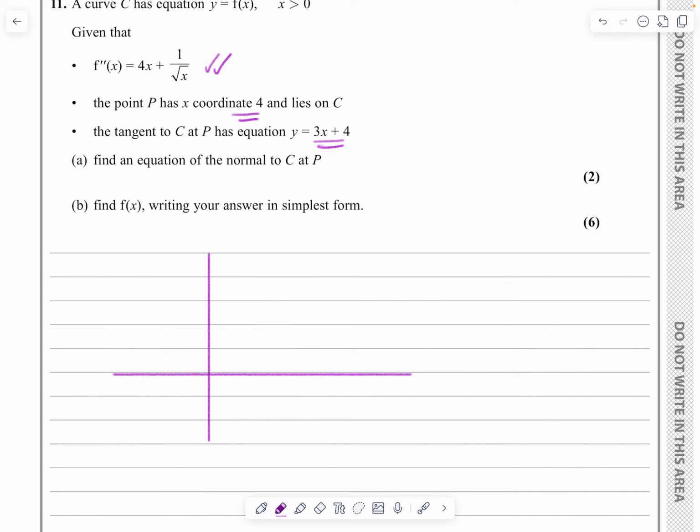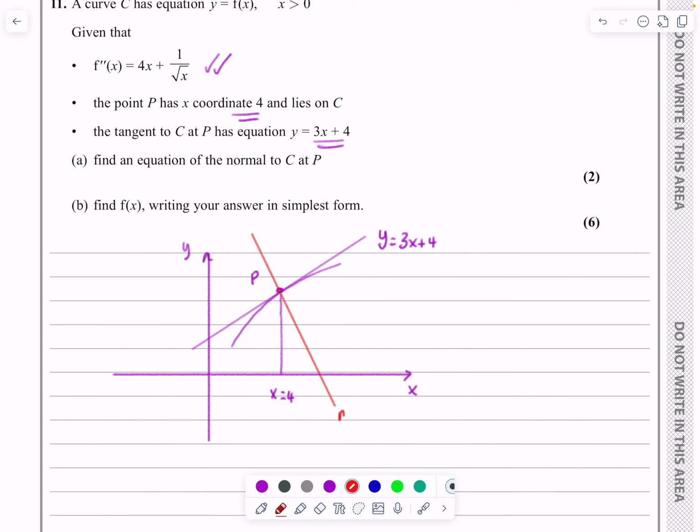So as I say, it's not an accurate sketch at all. I don't know what that curve looks like, so I'm just going to say I've got something like this, where if this is x equals 4, this point P, they've told me, has an equation of a tangent of y equals 3x plus 4. So that's P there. That's the equation of the tangent. And then what they're asking for, I'm going to do it in a different color, is to work out the equation of this normal here. Now, you don't need to draw this. I'm drawing it to explain to people what's going on here.